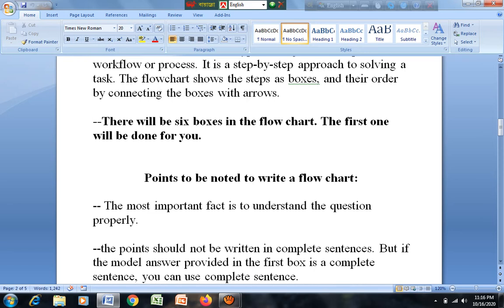You will find 6 boxes in the flowchart and the first one will be done for you. This is a model answer and you will have to follow the pattern of the answer or the point that you will get in the first box, which will be done for you.